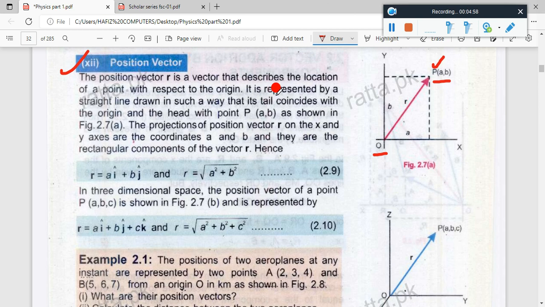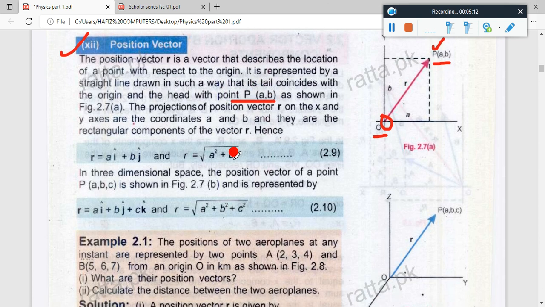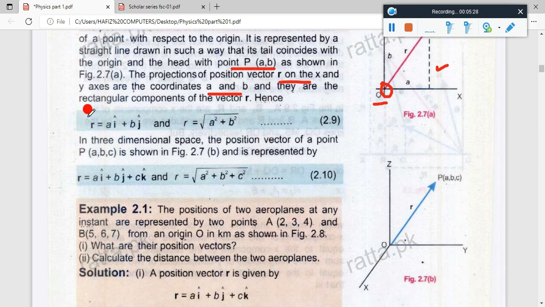How to represent it? It is represented by a straight line drawn in such a way that its tail coincides with the origin, and its head is at the point P as shown in the figure. The projections of the position vector on the x and y axes are the coordinates A and B. These projections are the coordinates of the point. Hence, R is equal to AI plus BJ, and the magnitude R is the square root of A squared plus B squared. Already we have seen how to determine the direction and magnitude of a vector.